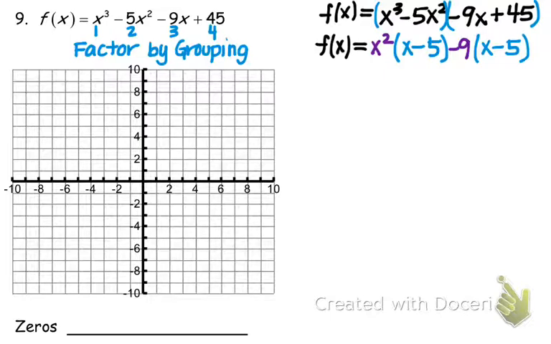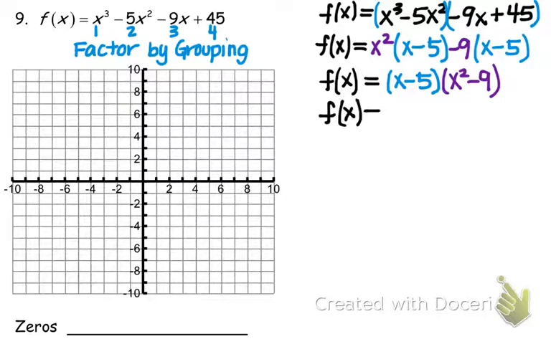Between this new equation, we have 2 factors in common in both parts, and that would be x minus 5. So I'll factor x minus 5 out of this expression. So we have x minus 5 times x squared minus 9. Now this isn't quite factored yet because x squared minus 9 is a difference of 2 squares, so we can break down x squared minus 9 into x plus 3 times x minus 3.